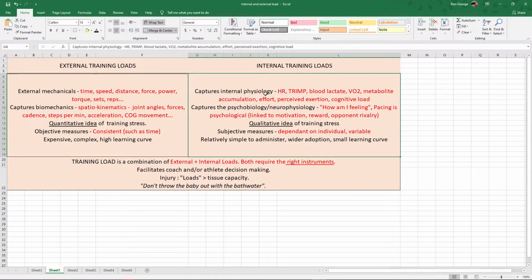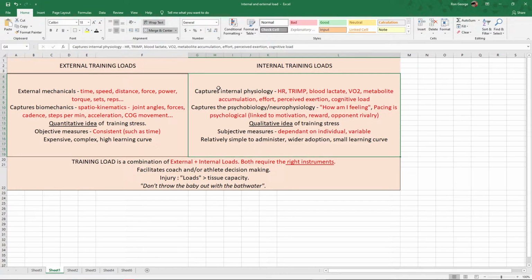Then we got metabolite accumulation. We've got effort. There's no device to measure effort, but we all know what it is. As we grow up, we have a different perception of what pain is and what fatigue is, and what an effort associated with not doing any effort is. So that could be pain. Whereas if you're really exercising hard, you might experience an effort that's associated with fatigue. So there's two types of effort.